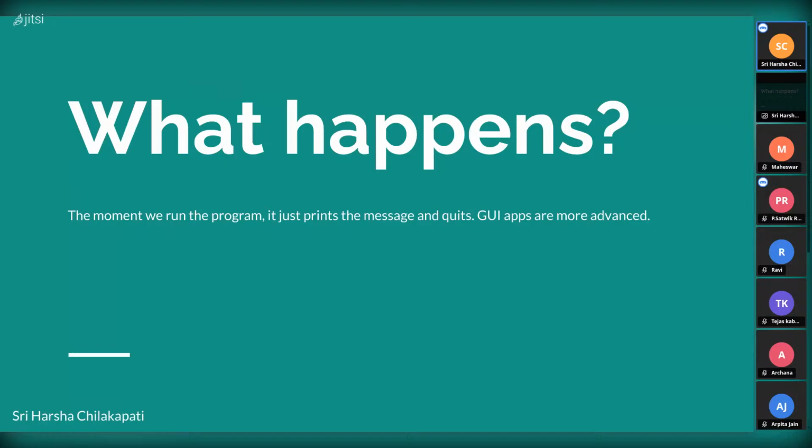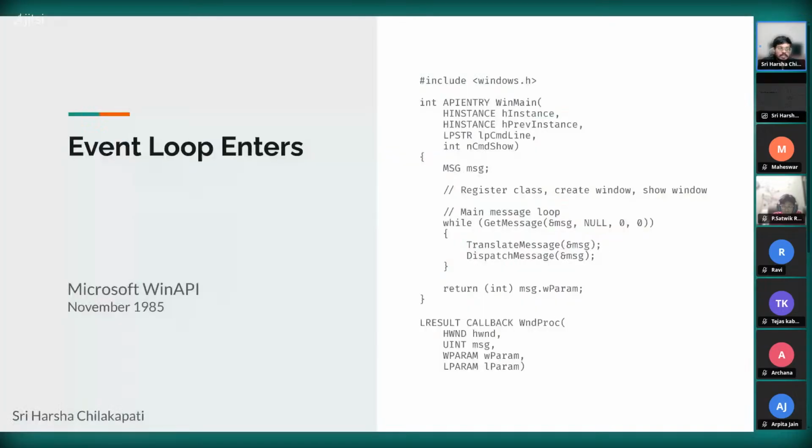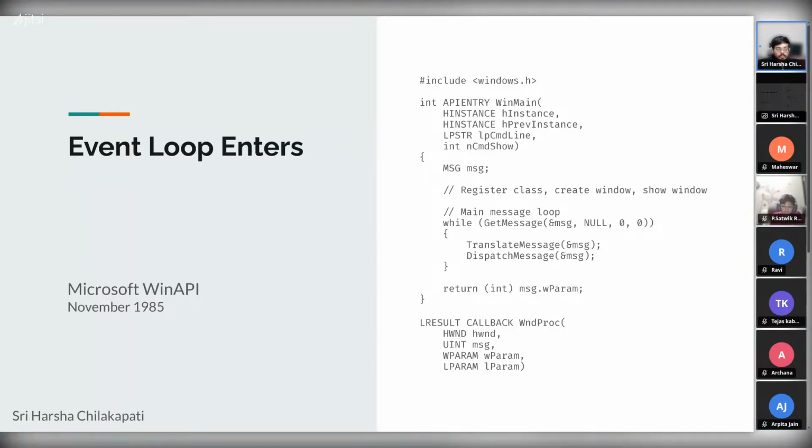Those interactions could be clicks on buttons, or doing something with a mouse, or typing something if it is a word processor, anything. So GUI apps wait for user interaction, and they also show the UI. So they are more advanced. So let's start with the event loop.